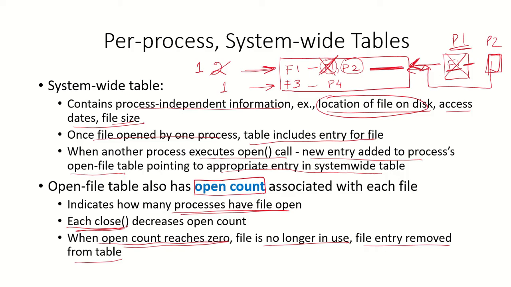Suppose now P2 also does not want to use F1 and it closes F1. So this entry will also be removed from the system-wide table. Now the open file count has come to 0. Now this entry of file 1 will be removed from the system-wide table.